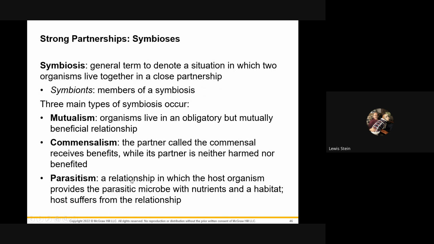So parasitism, and this is really what an infectious bacteria or virus does to you. It's a relationship where you give them a place to live and they hurt you in some way, shape, or form.